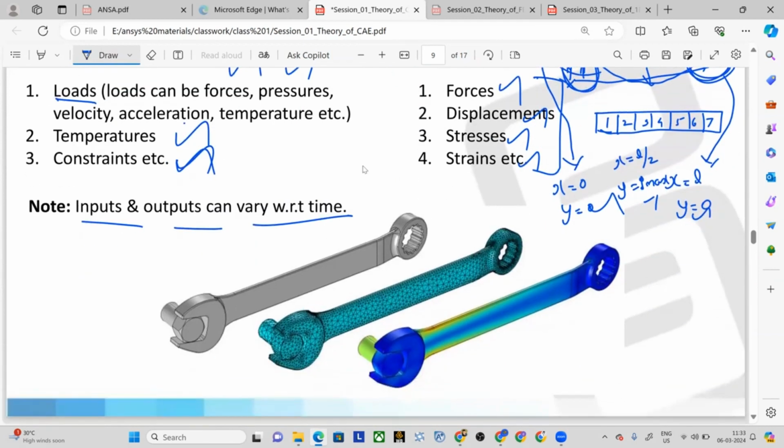So this is how the normal diagram looks like, the normal component. After dividing it into several elements, you can see how many small elements are present. Then after doing the analysis, we'll study the stress distribution or strain distribution, something like this.